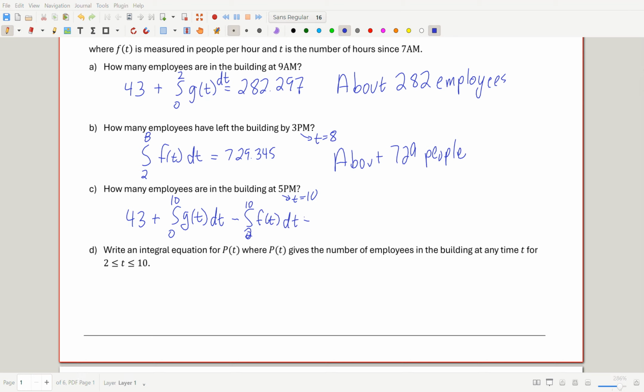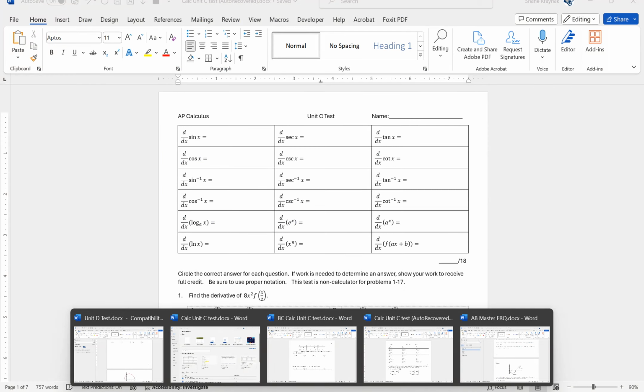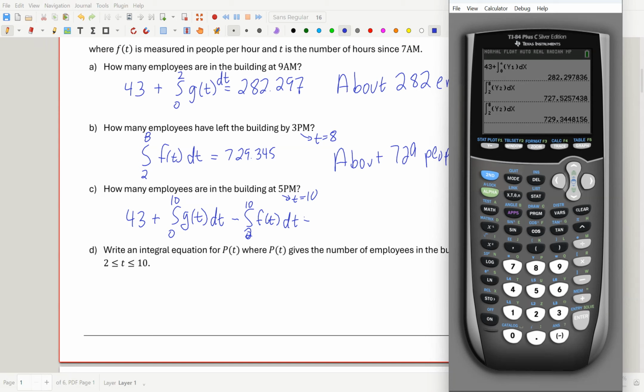This is not an AP problem, but this is one that somebody wrote based on an AP problem. Do we get a weird answer? We get a negative 200 to 200. All right, nice.